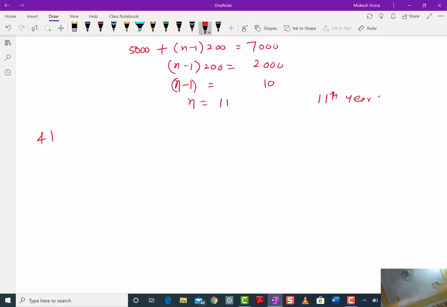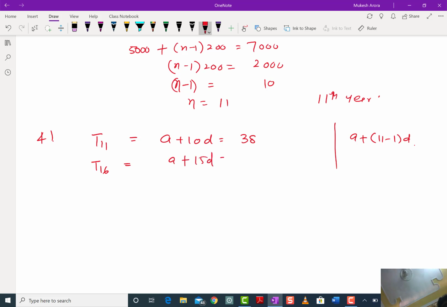Question number 4. The 11th term of the AP is 38. The 11th term means A plus 10D is equal to 38. We have already done A plus (11 minus 1)D. And the 16th term means A plus 15D is equal to 73. Two equations are with us. We have to find the 31st term, that means A plus 30D.